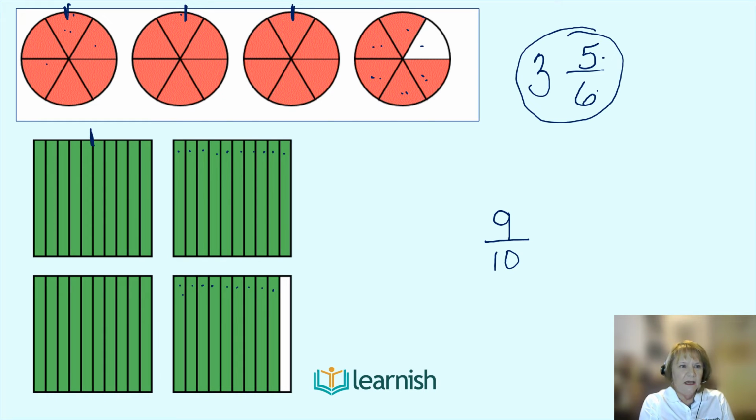This one we have 10 out of 10 shaded in, so that's one whole. 10 out of 10 shaded in here, that's another whole. And 10 out of 10 shaded in here, that's the third. So we have 1, 2, 3 whole boxes shaded in and 9/10 of a square shaded in. So our mixed number for this one is 3 and 9/10.